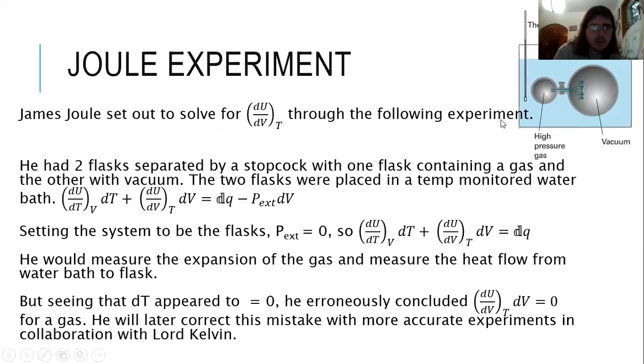Now, James Joule set out to solve dU/dV experimentally through the following experiment. He took two flasks, separated them by a stopcock. One flask contained a gas, the other contained vacuum. The two flasks were placed in a temperature monitored water bath, and we say essentially that our partial differential with temperature for internal energy is going to equal the heat flow minus P dV. So setting up the system in the flask, there is no external pressure in a vacuum, so the work done on the right hand of that equation will be 0.